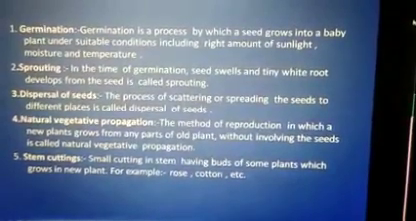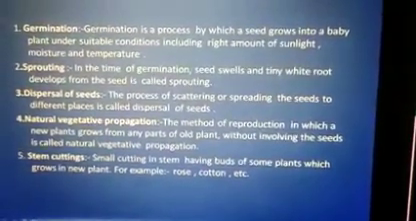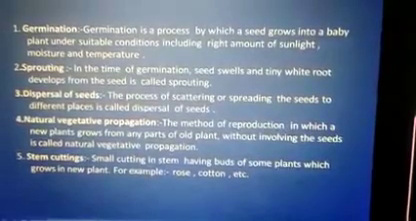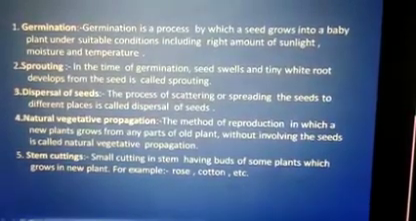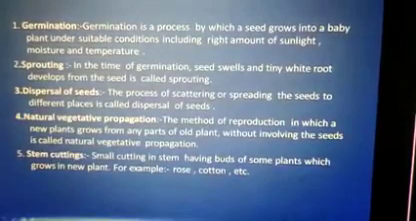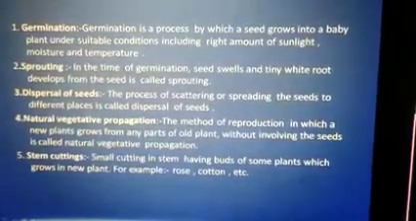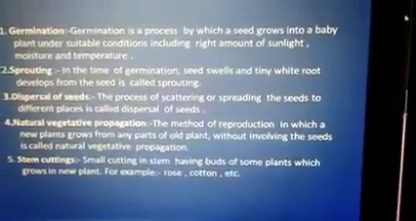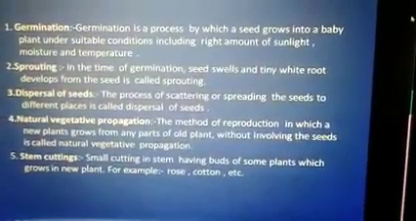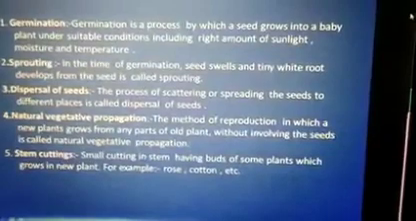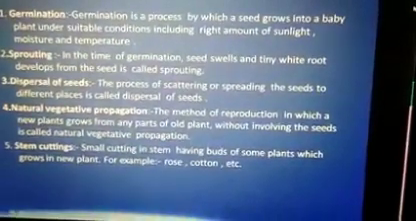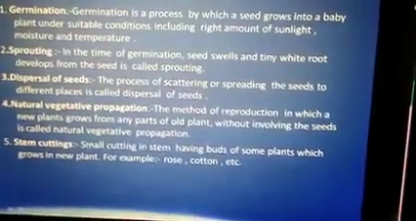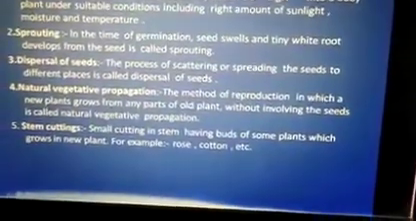Last one is stem cutting. A small cutting of a stem having buds of some plants which grows into new plants. For example, rose, cotton, etc.